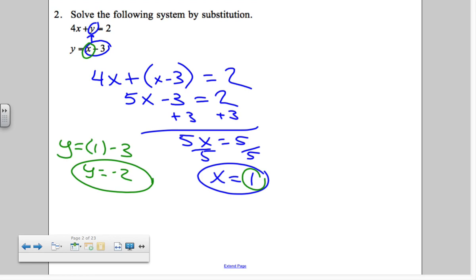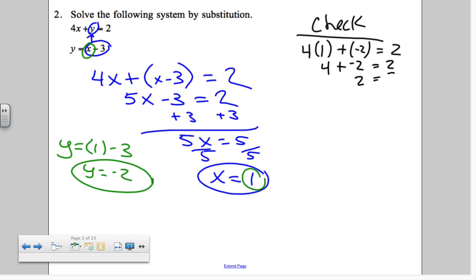Remember, you don't have to check your answers, but you can check your answers. And if you're taking a test Friday, you might want to do that to make sure you got them right. So to check here, I'm just going to write both equations over again, but I'm replacing the x with 1 and the y with negative 2. And you can see the top equation checks out. You get 2 equals 2. The bottom equation also checks out. You end up with negative 2 equals negative 2. So as long as you end up with a true statement that shows you that those points, the point 1, negative 2, works in both of the equations.